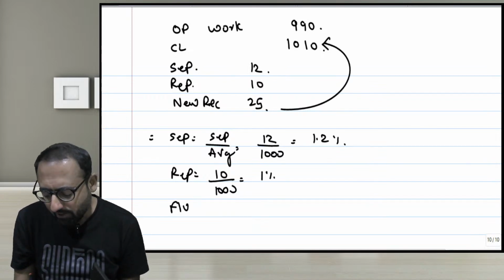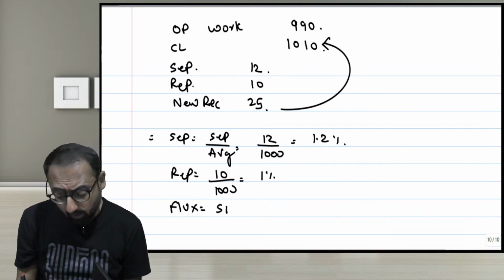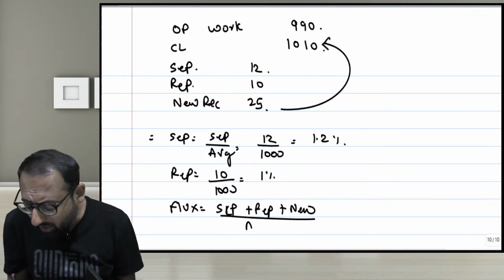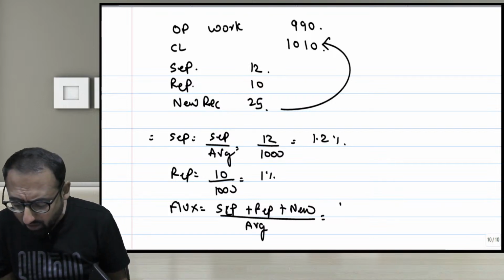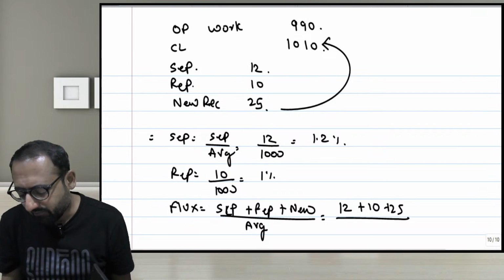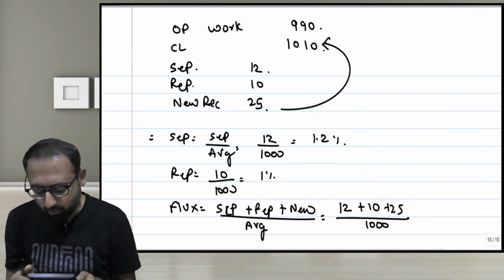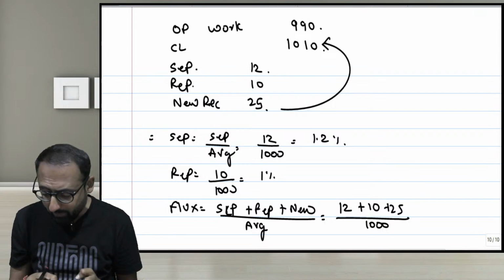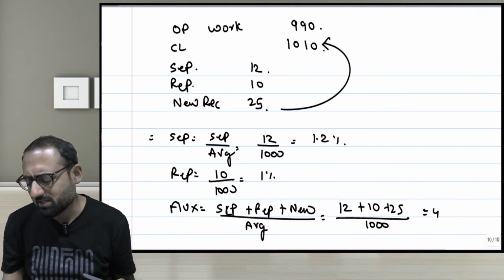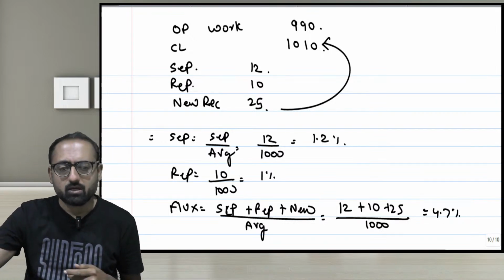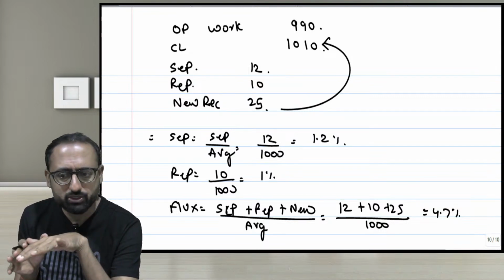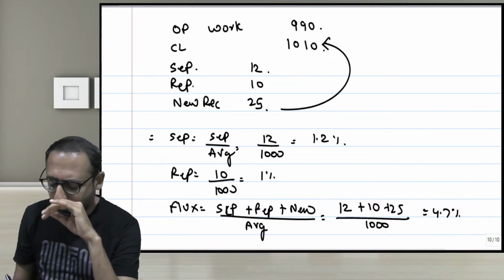And flux method will be number of workers separated plus number of workers replaced plus new recruitment for expansion, divided by average number of workers. Number of workers separated are 12, replaced are 10, new recruitment for expansion are 25, divided by average number of workers 1000. So 12 plus 10 plus 25 divided by 1000, approximately 4.7%, is right. Correct me if I am wrong. So it is a simple question. Now we'll solve one very complicated and very interesting question.